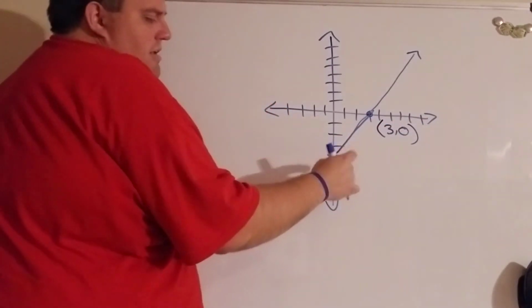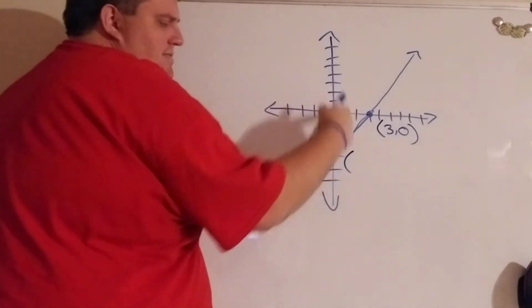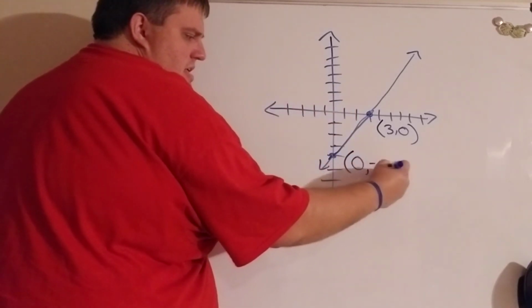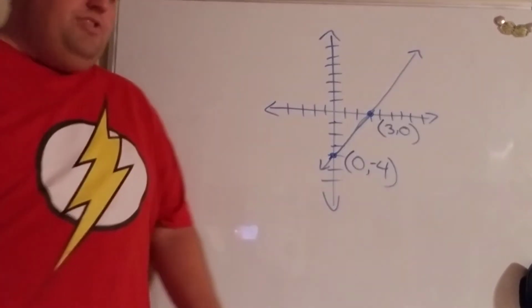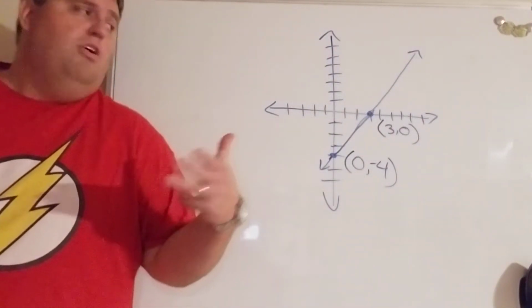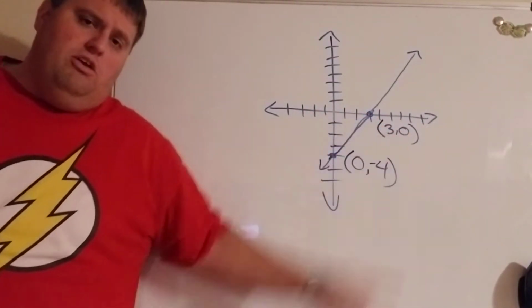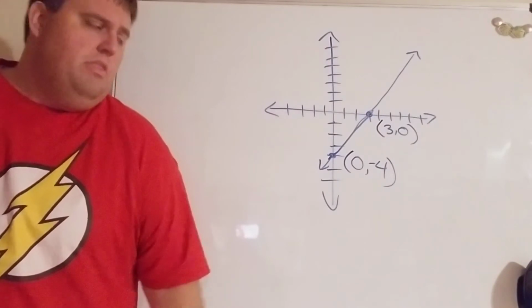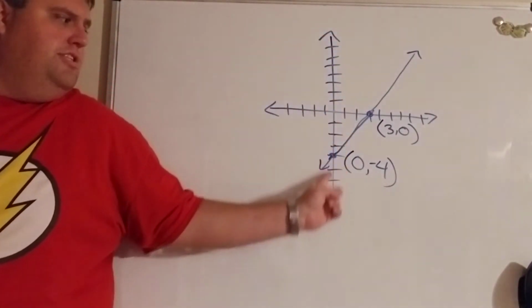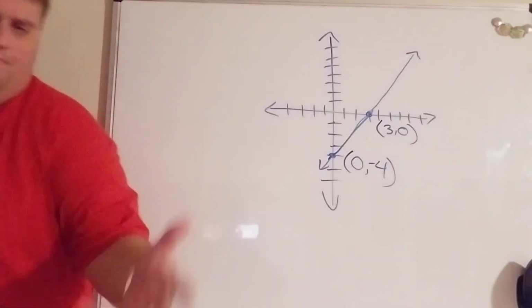What about this point down here? I see that it crosses at -4. Well, the x value there would be 0. So there's this cool thing that goes on when we're talking about intercepts. If we're looking for an x-intercept, the y value will always be 0. And if we're looking for a y-intercept, the x value will always be 0.